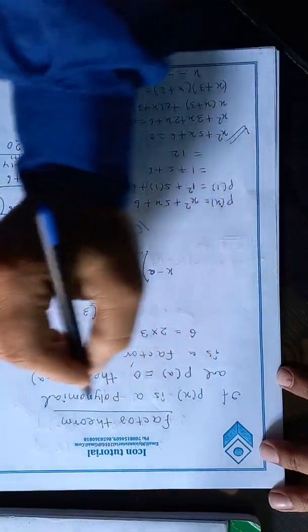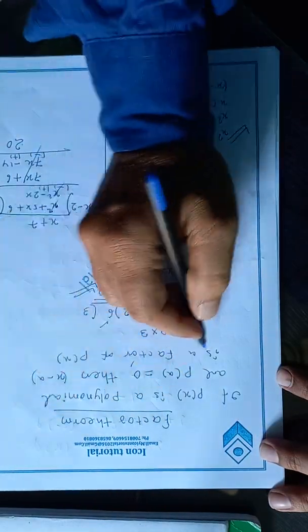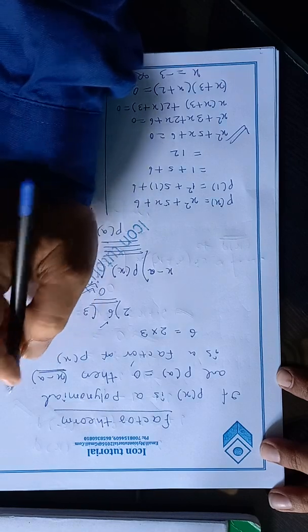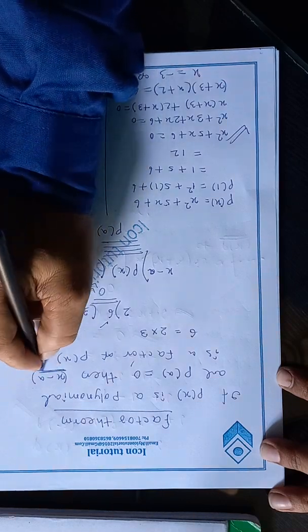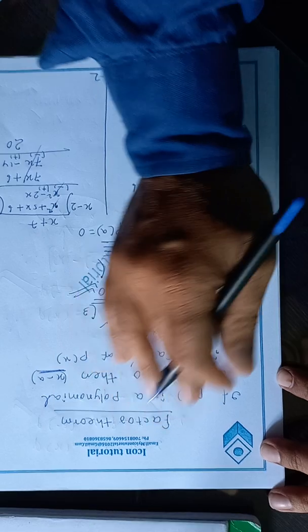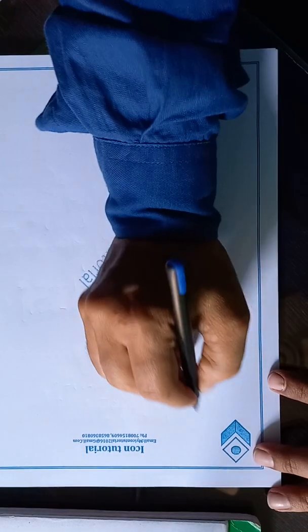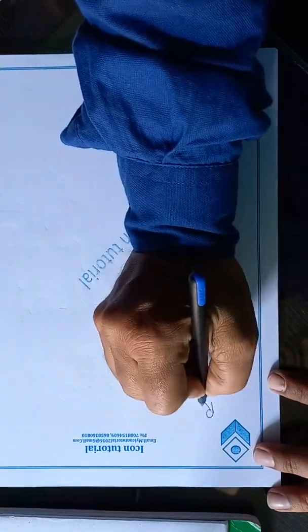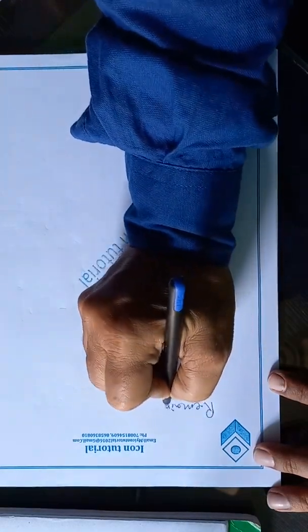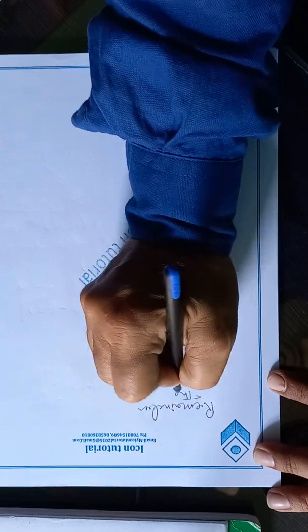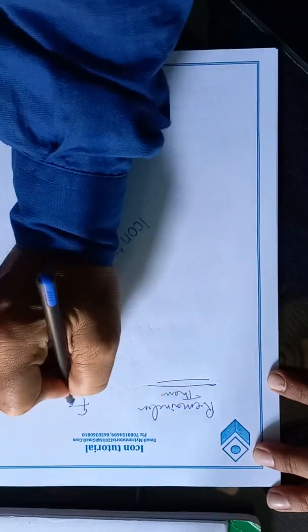Okay, so if p of x is any polynomial and it is divided by x minus a, that is the case of the remainder theorem: if it is divided by x minus a, then p of a is the remainder. But here, first, I am comparing this to the remainder theorem and factor theorem.